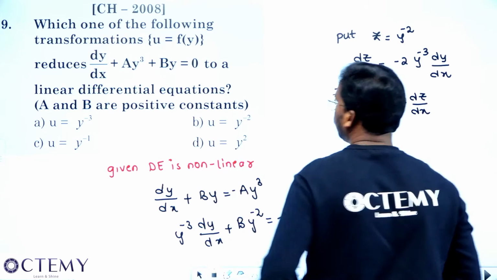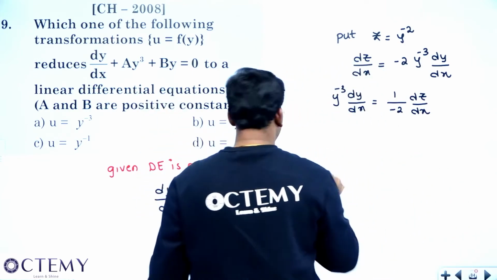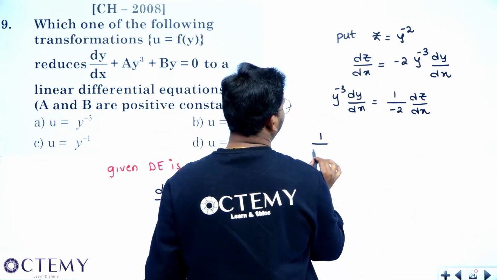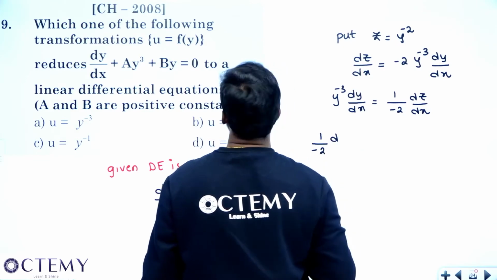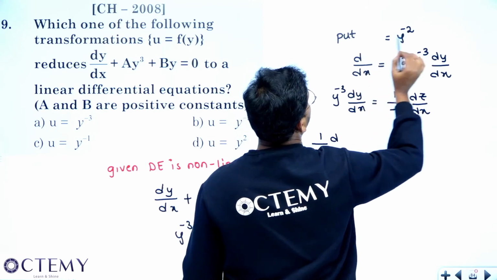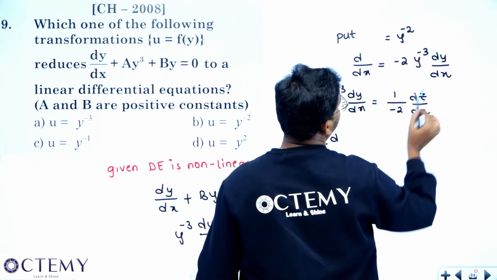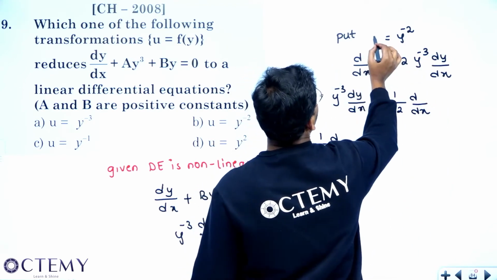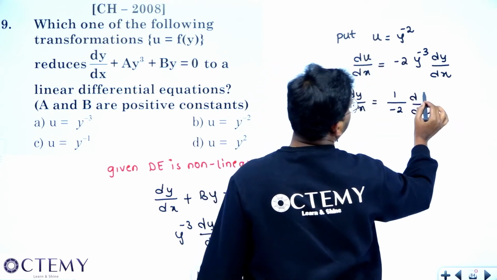So if you do this, see what this will become: 1 by minus 2 dz/dx. He has actually given it as u, so let me write it as u only. In place of z, you write u. This is u.